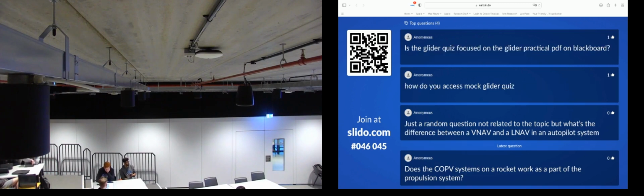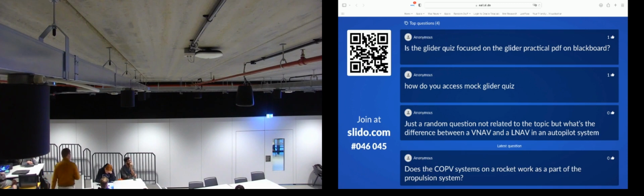Clear that one. Is the glider quiz focused on the glider practical PDF on Blackboard? So the glider quiz is about your glider and the way it flies. So that PDF from the activity, filling in, answering those questions, having that in front of you will help you answer that.